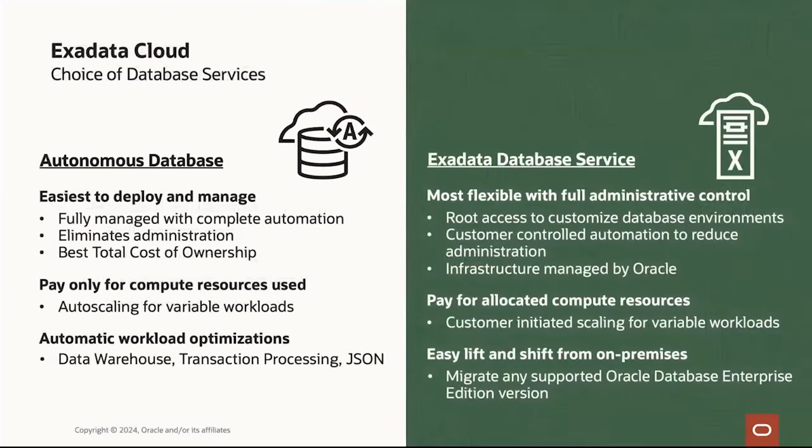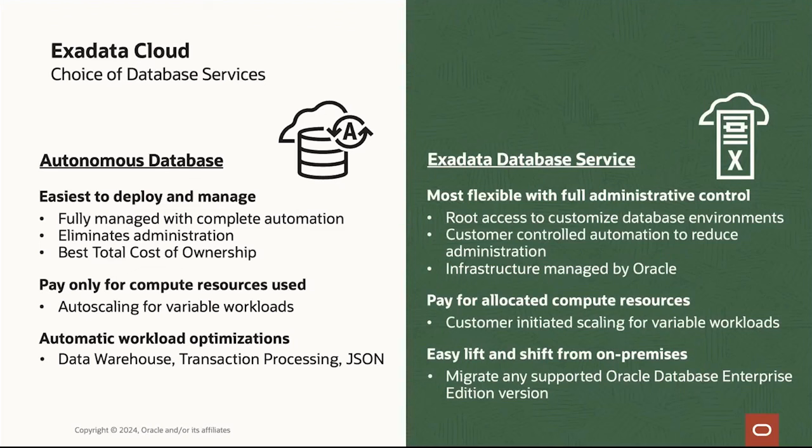So there are two database services that are supported with Exadata Cloud. We talked about one of those in the previous slide. So you have Autonomous Database, Exadata Database Service, or you can actually have both on the same Exadata Cloud infrastructure as your options. And both of these services can be deployed in Oracle Public Cloud or in customer data centers. We also have Autonomous Database Serverless, but that is only available in OCI. So I'll go through the primary difference between the two.